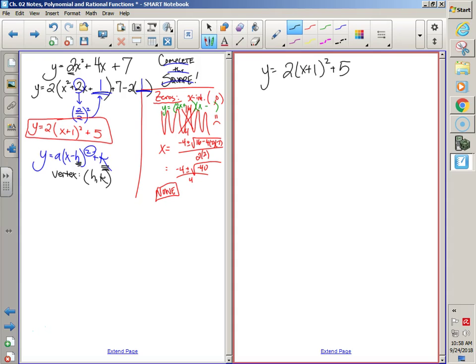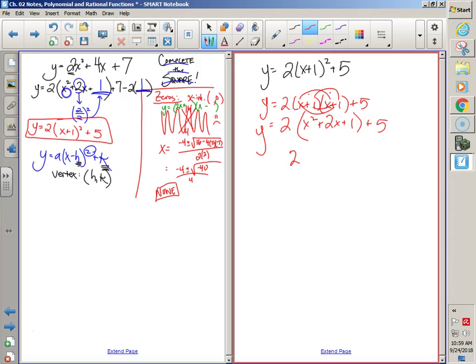Pause. What did I mean by don't kill puppies? You have to FOIL it out. How do we FOIL? First, outer, inner, last. Oops, too many pluses going on. Don't kill a seal. We FOILed right. There's a smiley face. Plus 5. Plus 2 plus 5? Was I right? Okay.